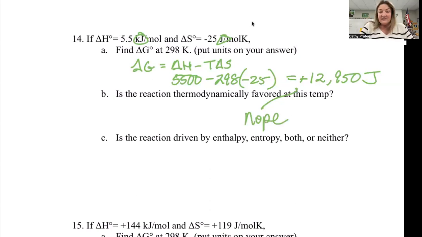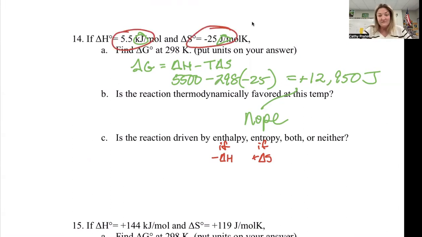This question asks, is it driven by enthalpy, entropy, both, or neither? I realize you haven't been asked this before. It's not a difficult thing, though. It is driven by enthalpy if we have a negative delta H. It's driven by entropy if we have a positive delta S. This reaction has neither of those things, therefore, it is driven by neither one.